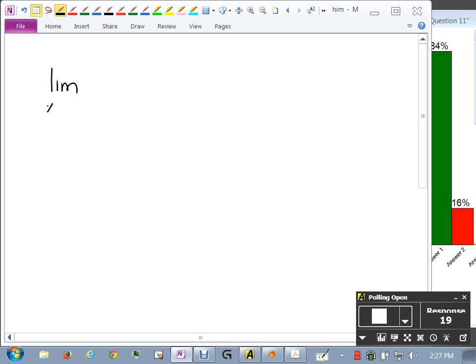Limit, x goes to infinity, of x squared minus 1,000x. Now, before I do this, don't change this on your paper, but let's talk about this real quick. What if that was a plus? What's infinity squared? Big infinity, right? And then you add to it 1,000 times infinity. Gets even bigger, doesn't it? So that should just be infinity. When you add two infinities together, you get infinity.